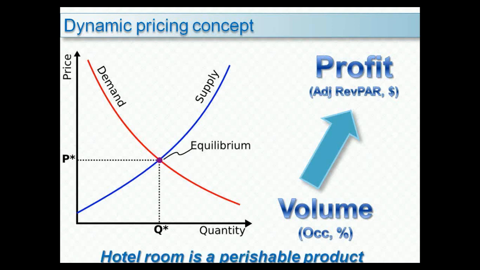basis. Hotel room is the most perishable product. One day later and it's gone and cannot be resold. And that is why it's very important to correctly react to demand fluctuations. Follow your booking pace and select the right strategy and act accordingly.